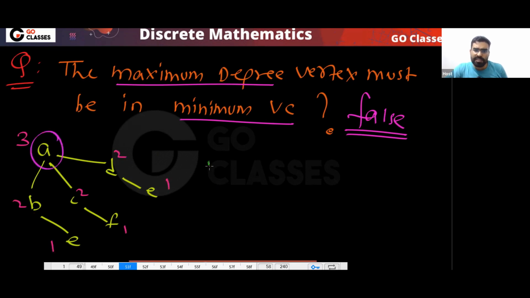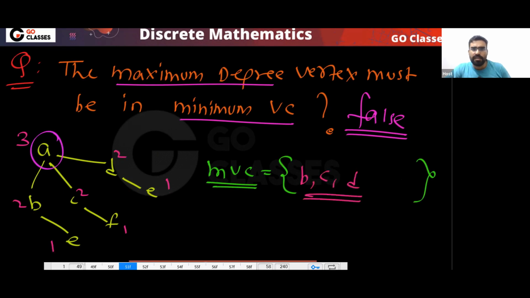But what is the minimum vertex cover? The minimum vertex cover will be B, C, D. Yes or no? So the maximum degree vertex must be in the minimum vertex cover. This is false.